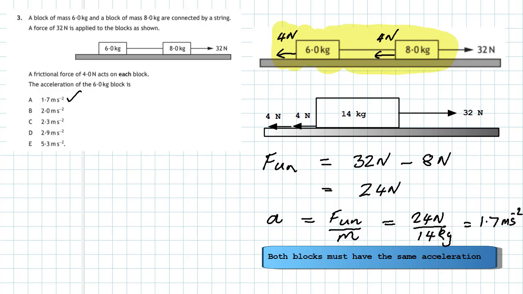So what are the key points here then? The key point is to treat the 6 kilogram and 8 kilogram block as the one mass, the one system. It's been pulled forward with a force of 32 newtons and it's been held back with a total force of 8 newtons. Find the unbalanced force, 24 newtons, and find the acceleration of the system. And because the two blocks are tied together, the acceleration of the system must be the same as the acceleration of each block. So the 6 kilogram block will have an acceleration of 1.7 meters per second every second, and so will the 8 kilogram block. So the answer to this question is A.